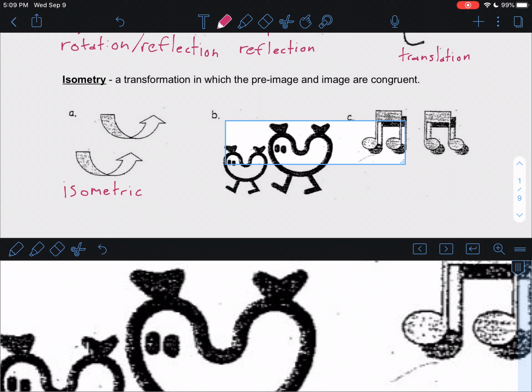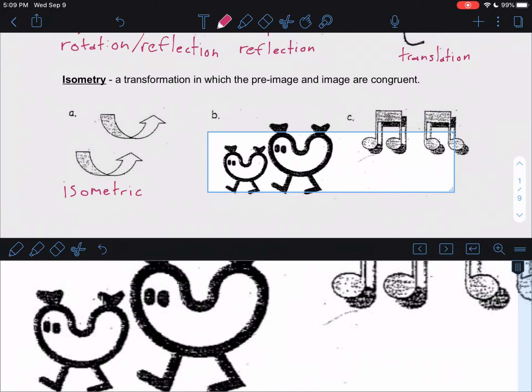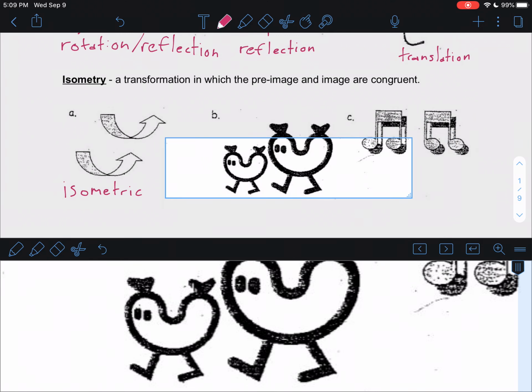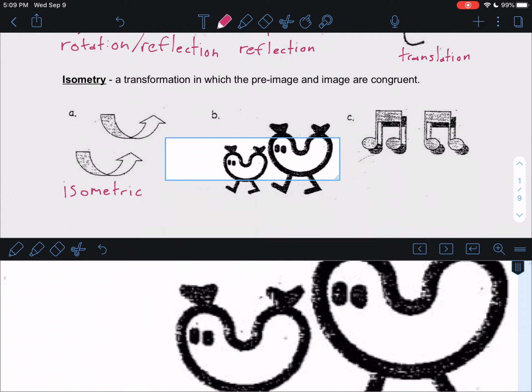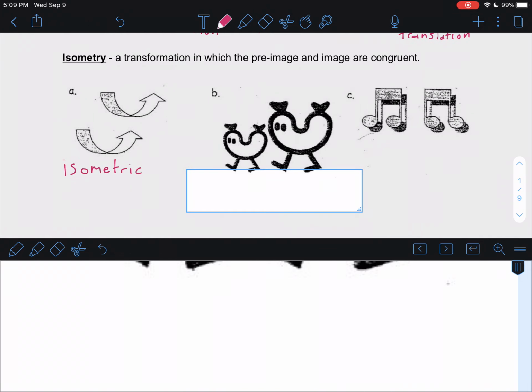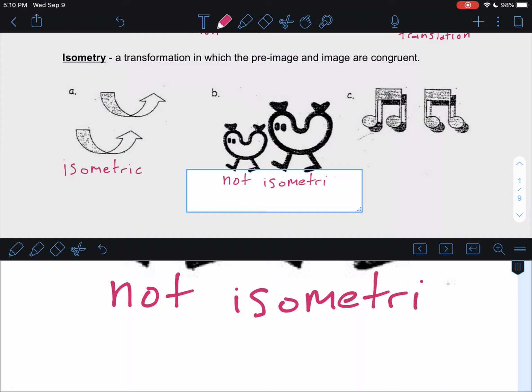it does keep all the same shapes, but it does not keep all the same measurements. So if I measured this large one, it would be larger than the small one. Therefore, it is not congruent. So this is not an isometric transformation. So not isometric. And that is actually a transformation called a dilation, which we will learn about later in the year.